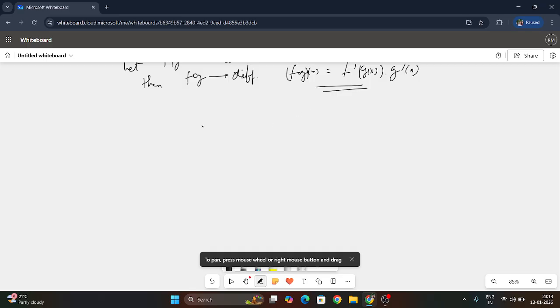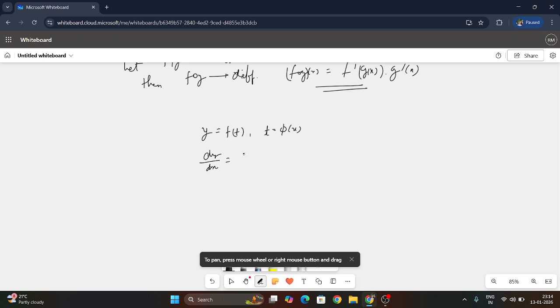Suppose y is a function of t, and t is a function of x. Let's say t equals phi of x. So y is a function of t and t is a function of x, and in this case I want to find dy by dx.